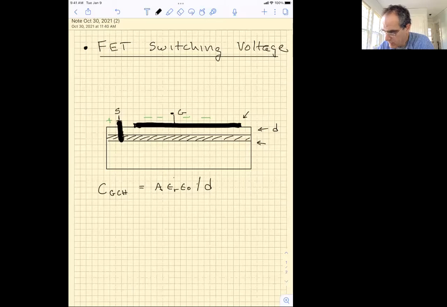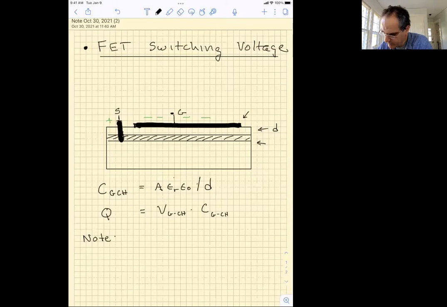Okay, moreover, if I apply a voltage between the gate and the source, or the gate and the channel rather, I can accumulate charge, okay? And the charge that I would accumulate would just be equal to the voltage times the capacitance, okay?